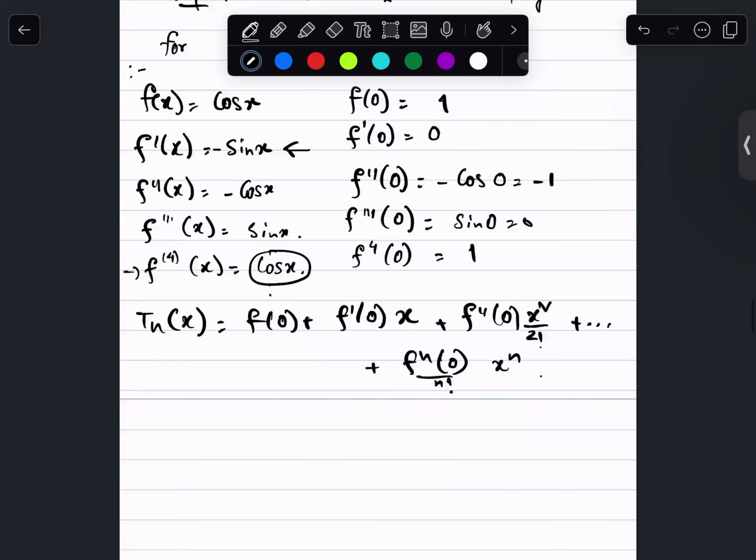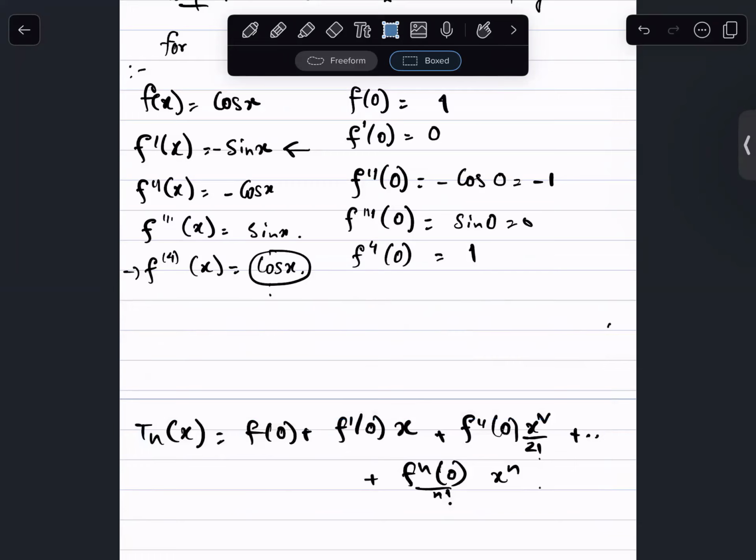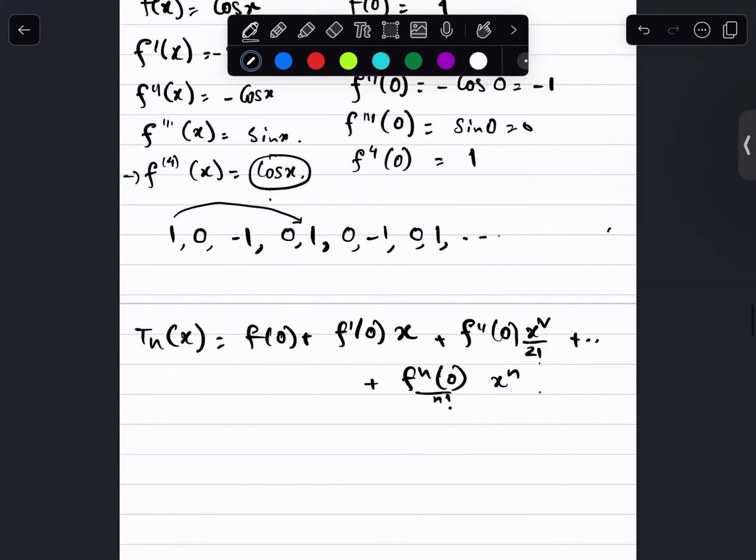Okay, so my pattern will look like this. Let me just shift this here. So the coefficients will be 1, 0, minus 1, 0, 1. And then again, repetition of this. So this one is there, and then again 0, minus 1, 0, 1, and so on. Okay.